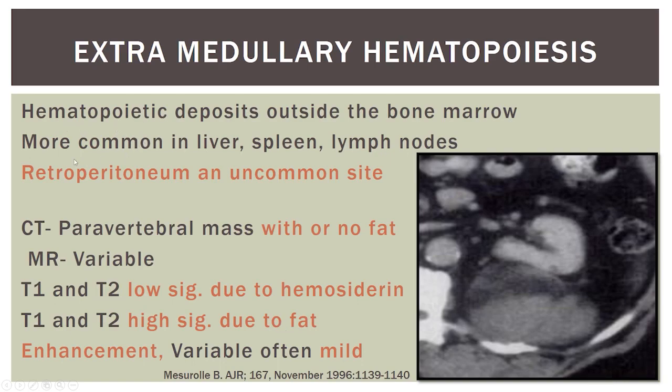Extramedullary hematopoiesis is common in liver, spleen, and lymph nodes, and very rare in the retroperitoneum. However, we come across it sometimes. On CT, paravertebral masses with or without fat. On MR, variable signal: it can have low signal on both T1 and T2 due to presence of hemosiderin, or high signal on both T1 and T2 due to presence of fat. And enhancement is often mild, as you see in this case. To your right, there's fat. This is a CT image where you see fat and a soft tissue component within it.